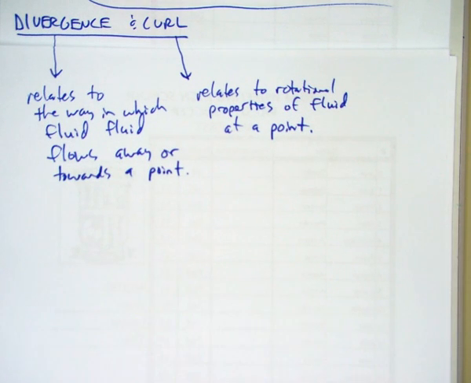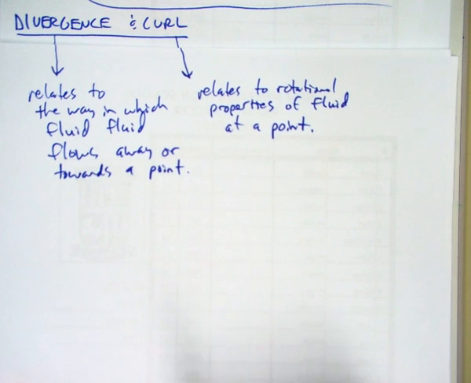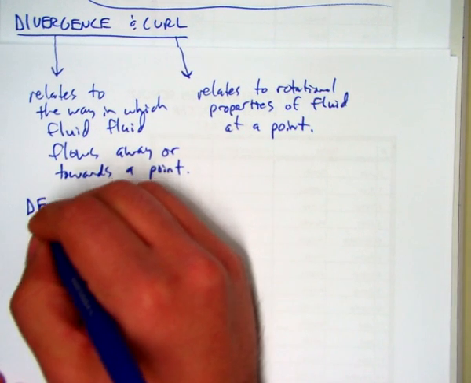Now, as far as curl, is there any rotation to that? No. So there's going to be zero curl for that. Does that kind of make sense? Now, here's how we calculate it. These are the definitions.